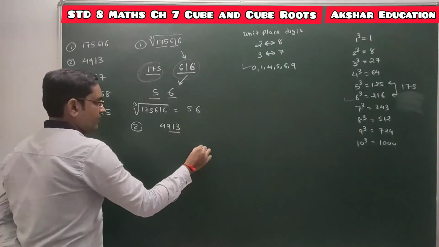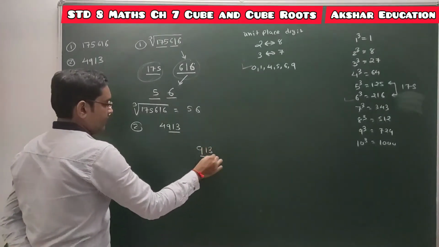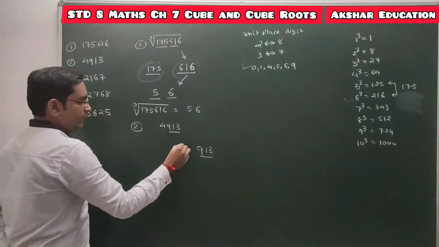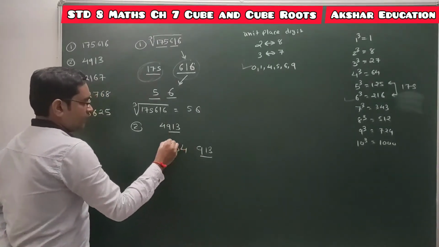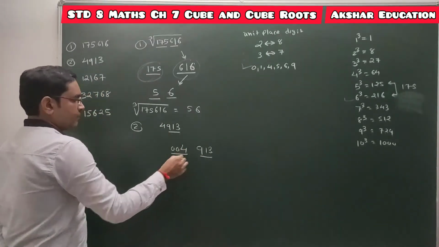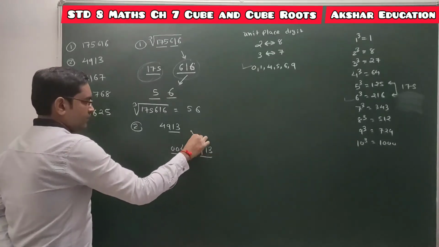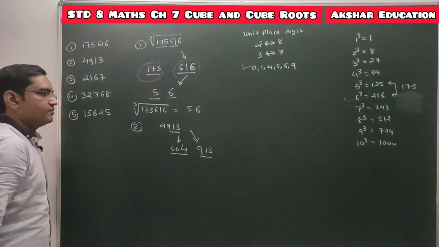So the first group will be 913, and for the second group we have only 4. So complete the group of 3 digits by adding 2 zeros. This is the second group. So the number is divided into 2 groups.